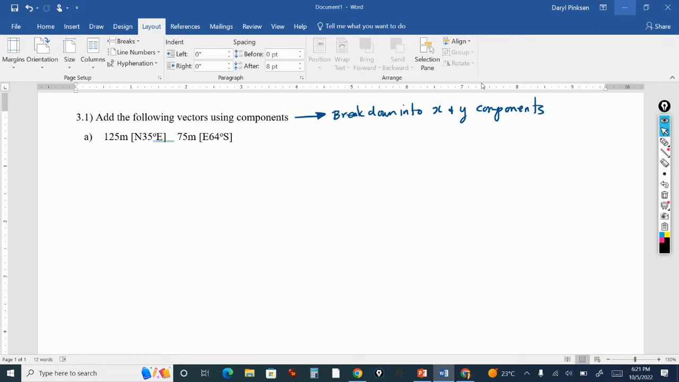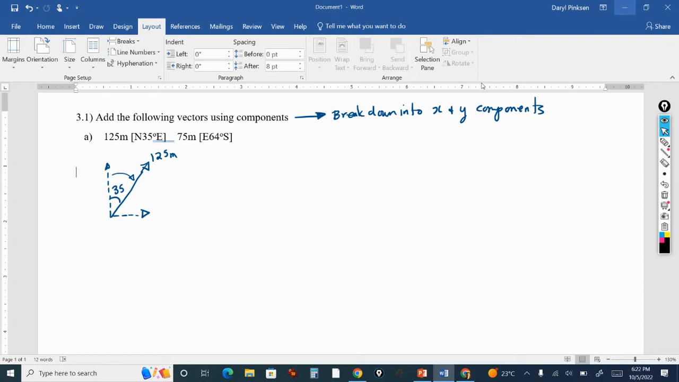This vector is at an angle which is north and then 35 degrees east. So this would be north. That's how you would orient yourself at the beginning. And then you would rotate around 35 degrees this way. So we're going like that. And here is our vector, 125 meters. So we started off north and then we rotated 35 degrees to the east.